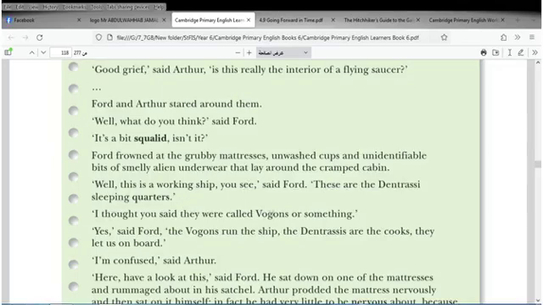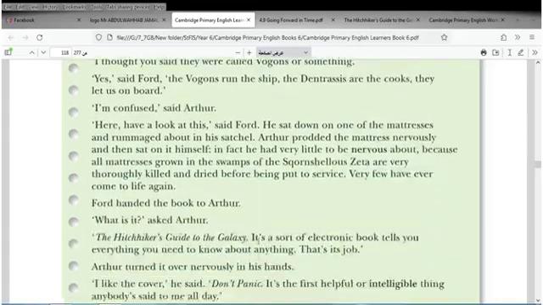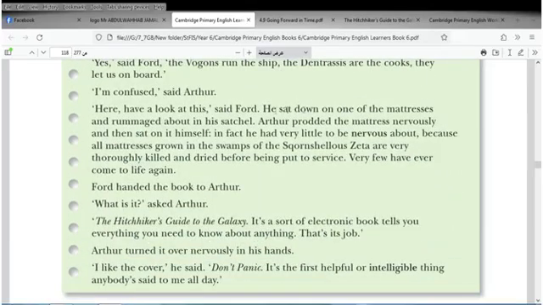"I thought you said they were called Vogons or something." "Yes," said Ford. "The Vogons run the ship. The Dentrasi are the cooks. They let us on board." "I'm confused," said Arthur. "Here, have a look at this," said Ford. He sat down on one of the mattresses and rummaged about in his satchel.